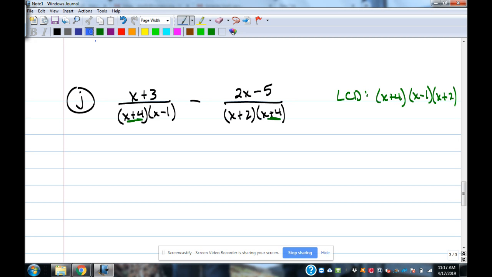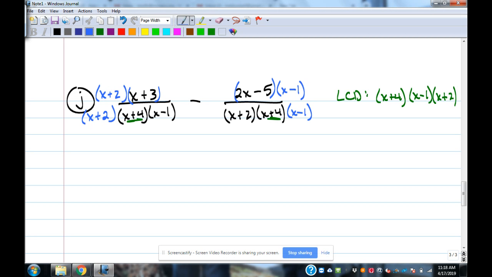Needs an x plus 2. So I'm going to multiply by x plus 2 on the bottom and x plus 2 on the top. Okay? What does the second fraction have missing? x minus 1. So I'm multiplying by x minus 1 on the bottom and x minus 1 on the top.